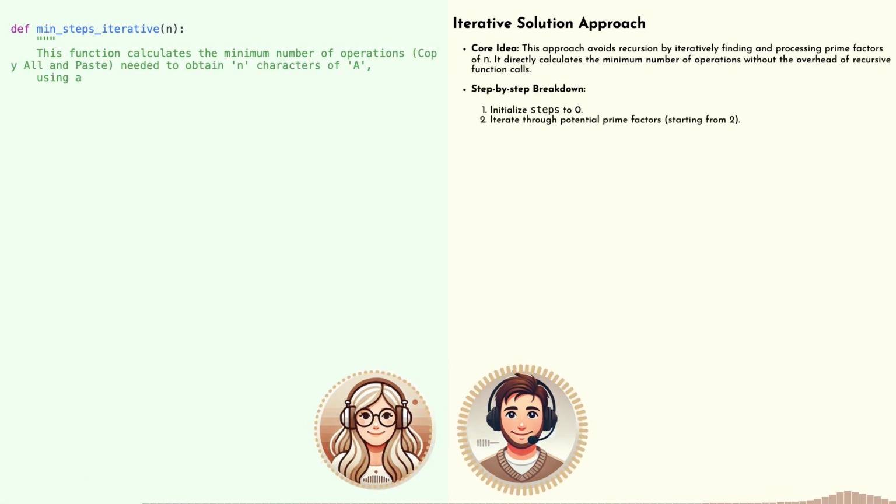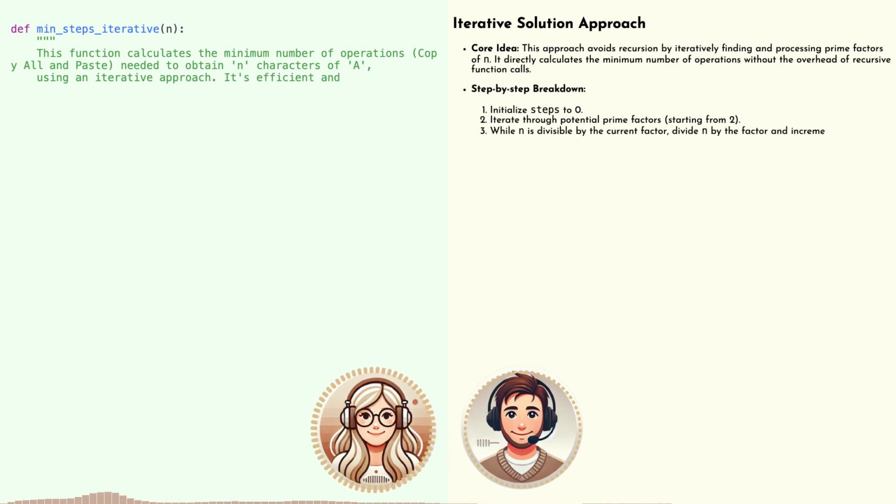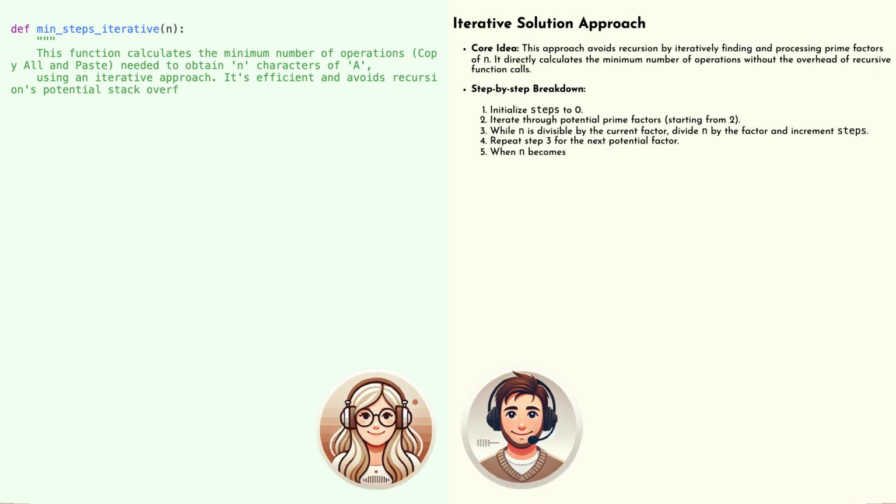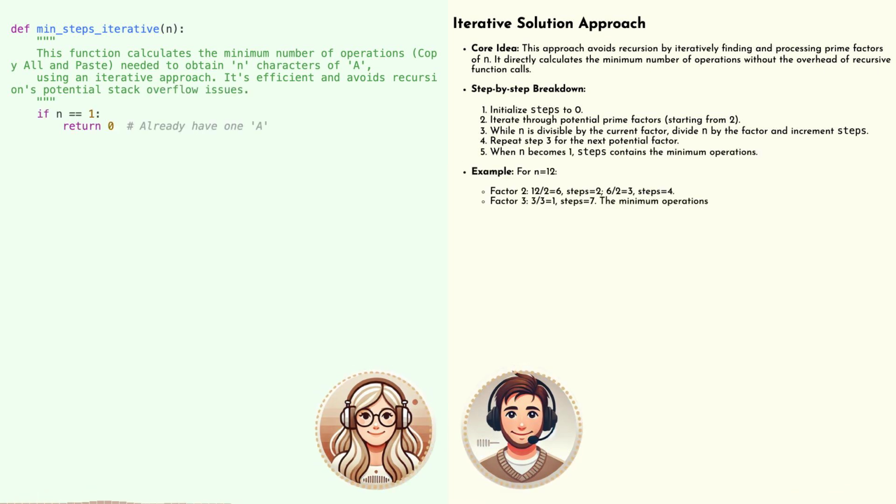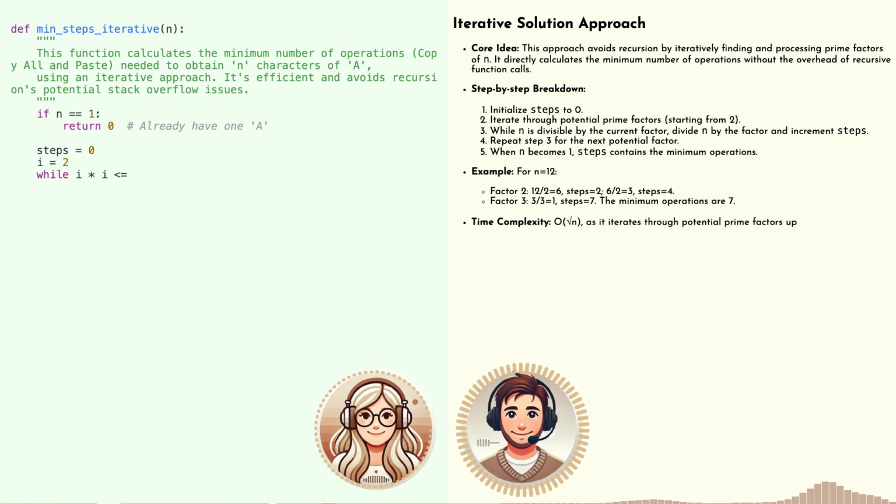So there's a couple of ways we can do that. One common way is called the iterative approach. And it's like taking a step-by-step journey through those prime factors to build up our count of A's. So if we were to think about this in pseudocode, what would that look like?